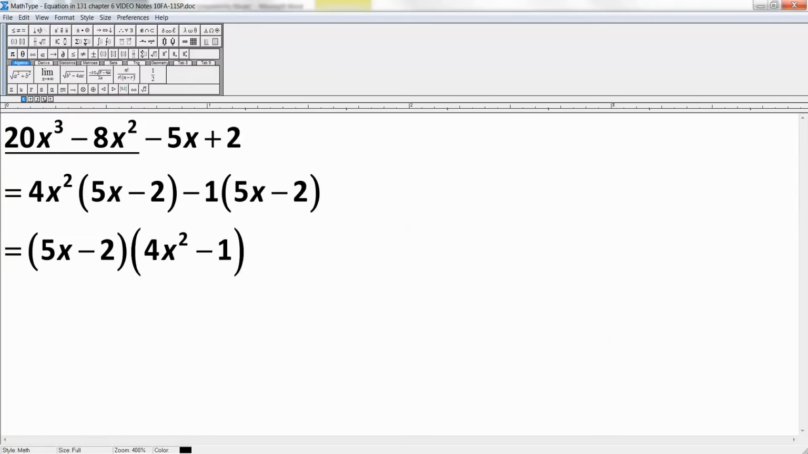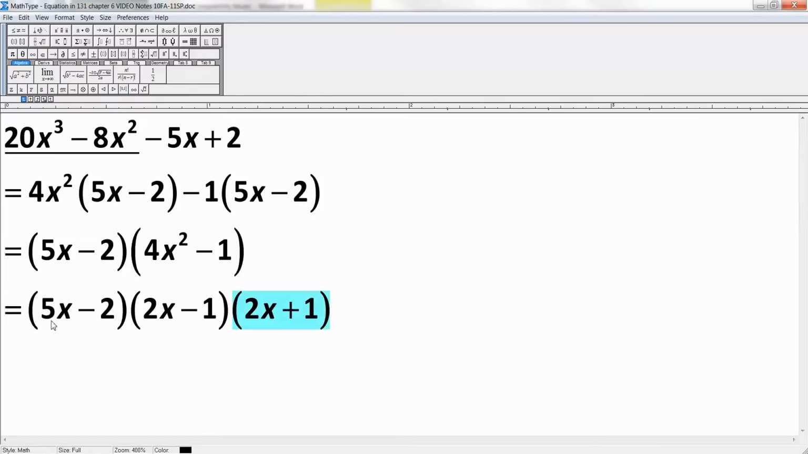Oh, but you're not done. Not by a long shot, because you have to do this back one right here. That's a difference of squares. So if that's the case, you need to keep going. You never stop until you're completely factored. Since we're not completely factored, we've got to keep going. We're going to write equals 5x minus 2. Luckily for you, difference of squares is the easiest factoring you can do. So it's 2x minus 1, 2x plus 1, because they're perfect squares. And there's that answer right there.